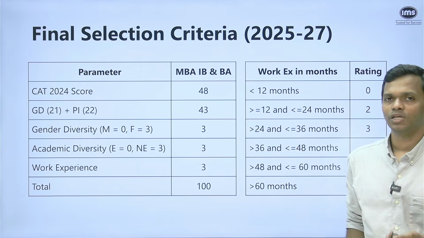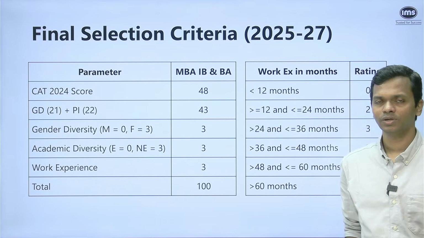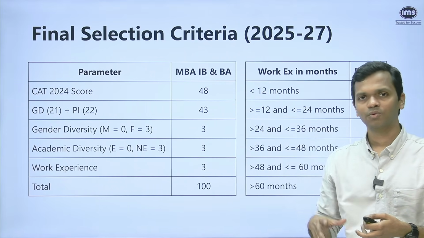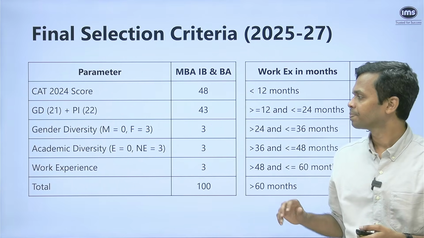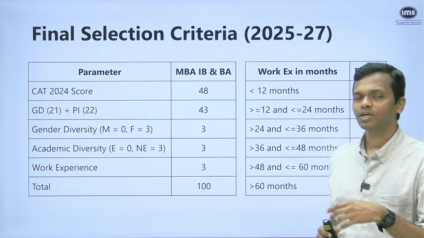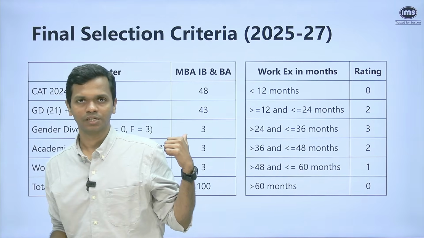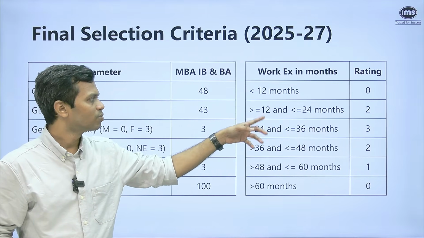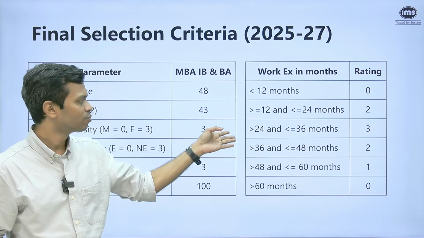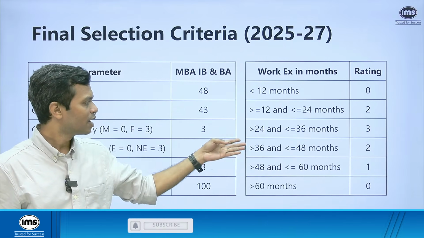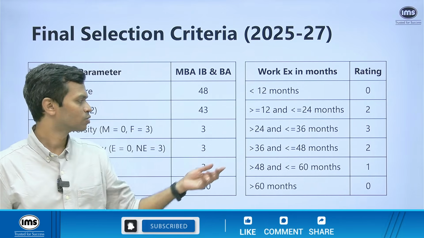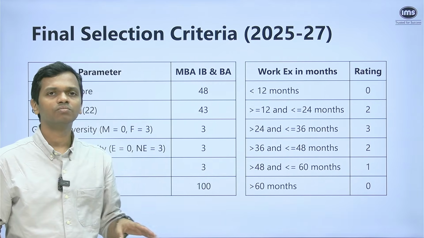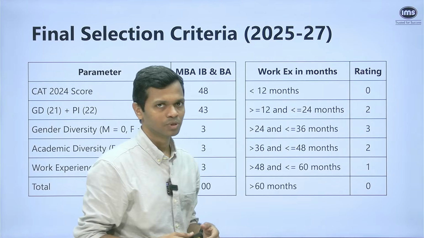Then gender diversity was 3 points, and academic diversity was 3 points given to non-engineers, and they are also given a list of what will be considered as engineering and what will be falling under non-engineering. Okay. Then work experience is 3. How they evaluate work experience is using this table. If you are less than 12 months, you don't get any points. But if it is between 12 to 24, then 2 points out of 3, 24 to 36 is 3 out of 3. And then it starts going down for every 12-month bracket. So 36 to 48 is 2, 48 to 60 is 1. And then if you're more than 60, it becomes 0, which is as good as somebody with less than 12 months of experience.